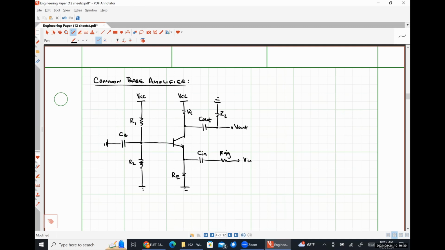So we're going to approach this very similarly to how we approached the common emitter amplifier. We're going to break things up into discrete stages. So I'm going to consider everything under this dashed line to be my input stage. And I'm going to call the voltage at the emitter node Vx.